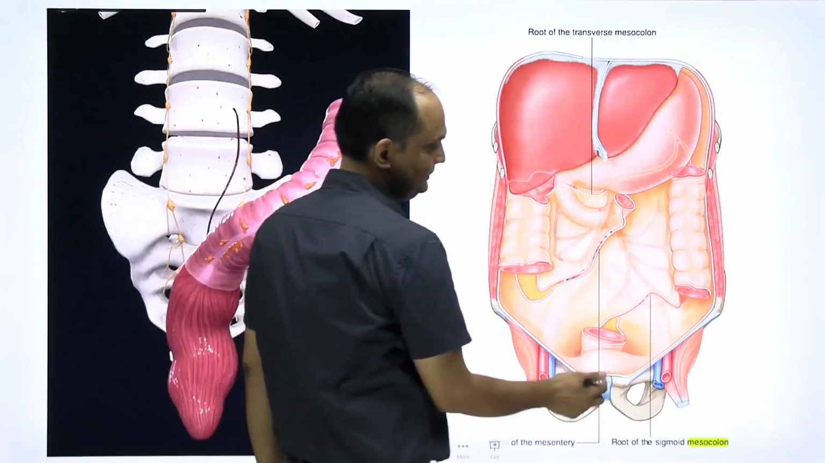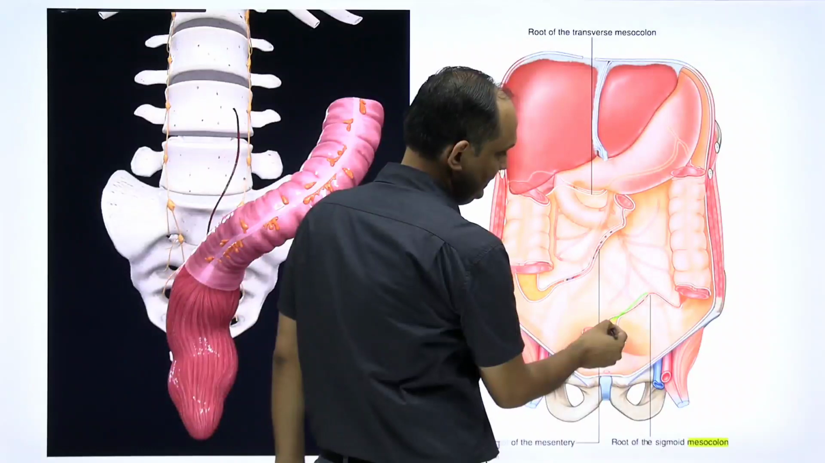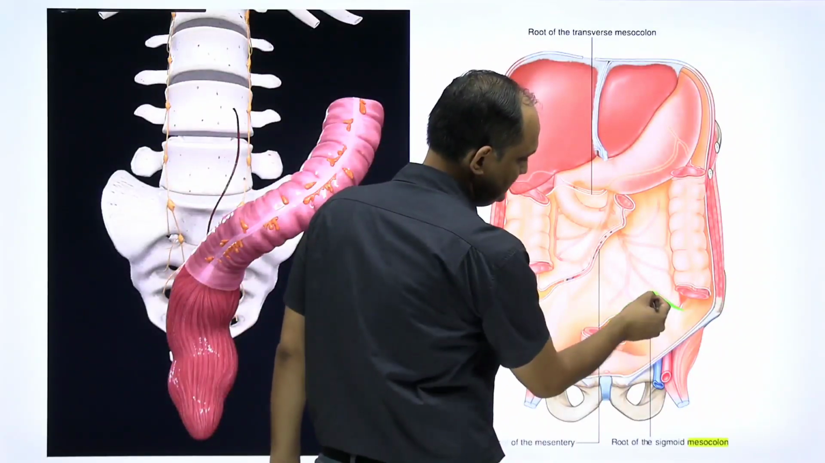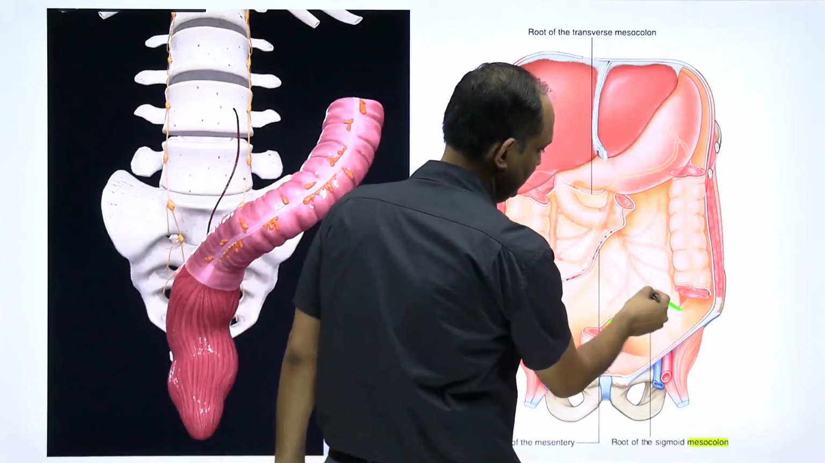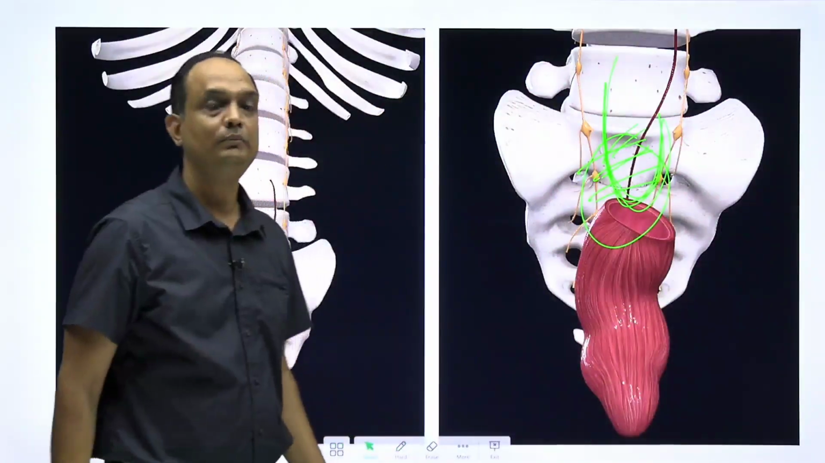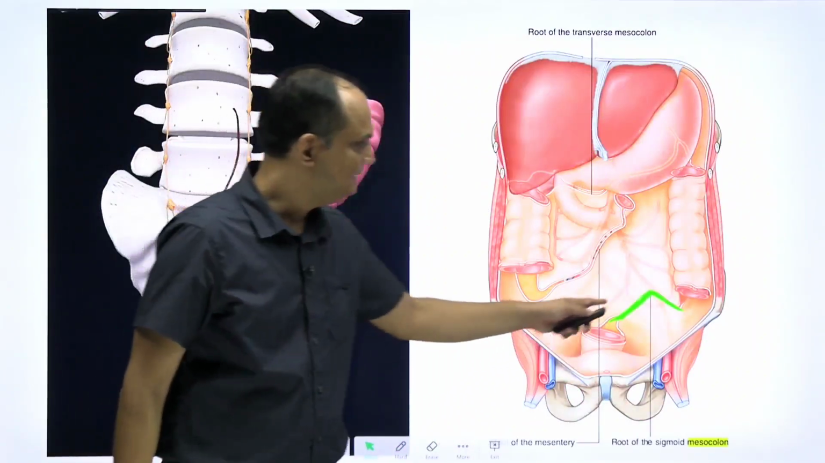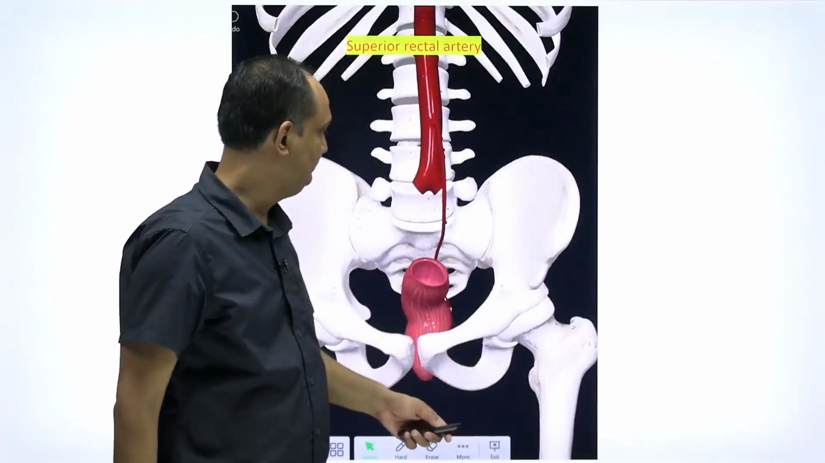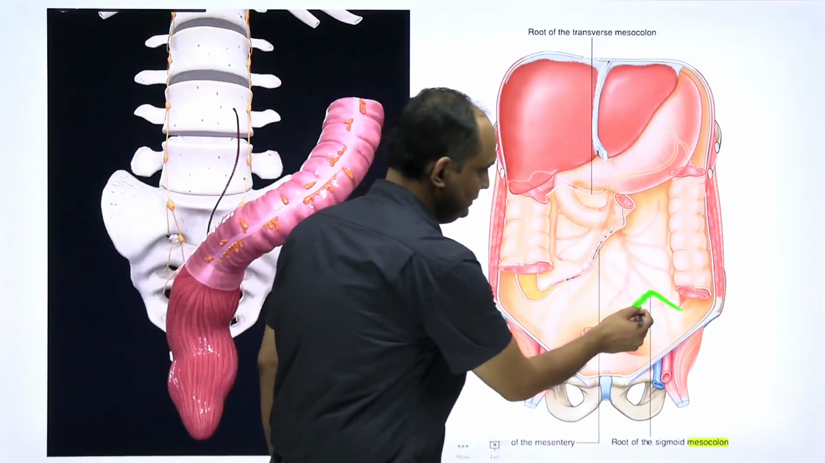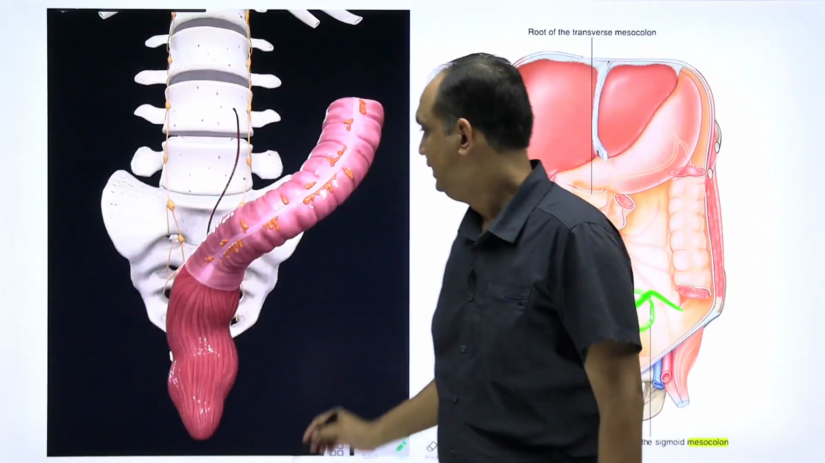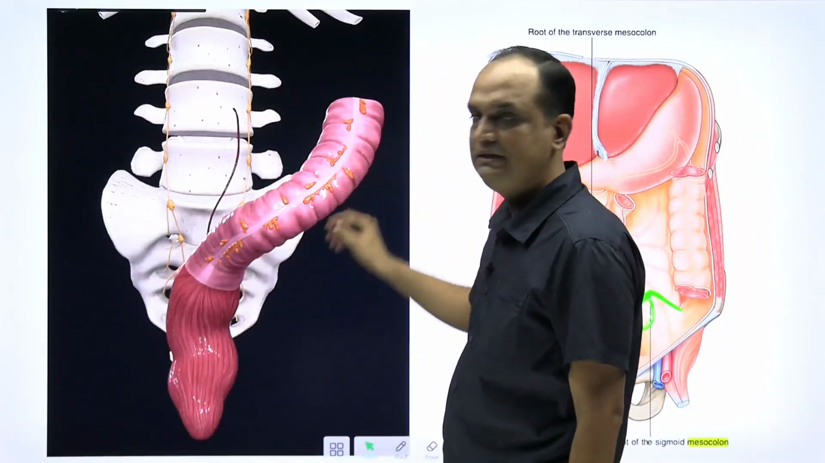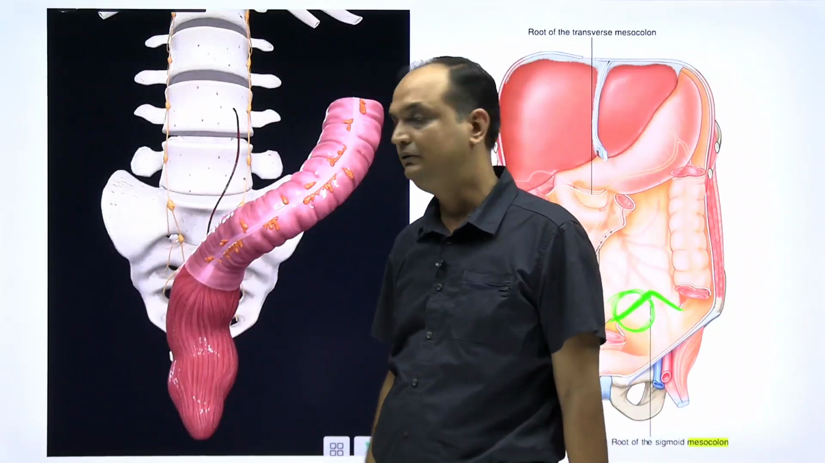So here on the left side, this is the placement, and here you can see this V-shaped cut end, and this is actually the V-shaped attachment of the sigmoid mesocolon. Now when you see this V-shaped attachment of the sigmoid mesocolon, this part of the mesocolon actually occupies here. Now here you can see the placement of the sigmoid mesocolon.